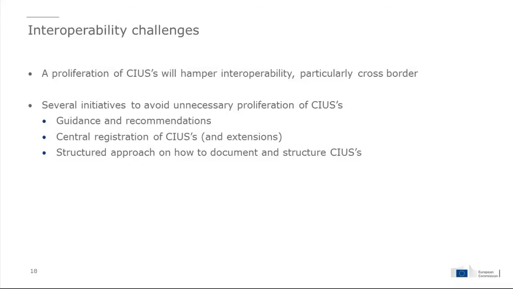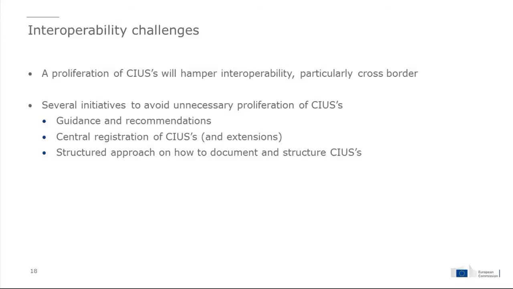There are several initiatives to avoid unnecessary proliferation of CIUSs. Guidance and recommendations are being prepared on keeping CIUSs to a minimum. There are initiatives on having central registration of CIUSs and extensions, particularly to help implementers get a picture and understanding of what they might have to implement. And also there are structured approaches on how to document and define the CIUSs. I'll come back to that in a moment. The CEF team realized, and the CEF community realized quite early on, that some kind of registry is useful to both track the development of CIUSs, but also to help implementers.